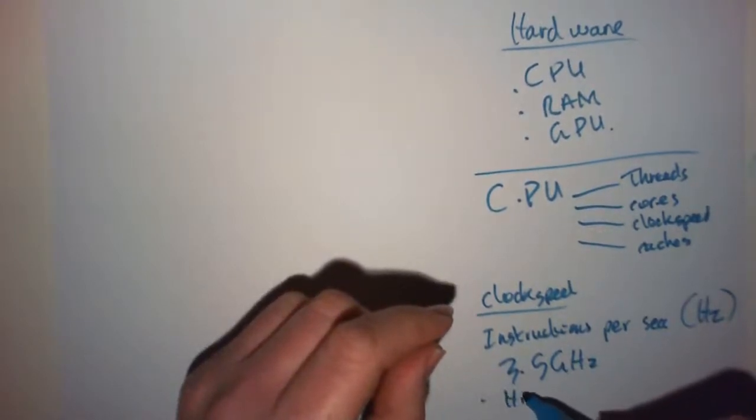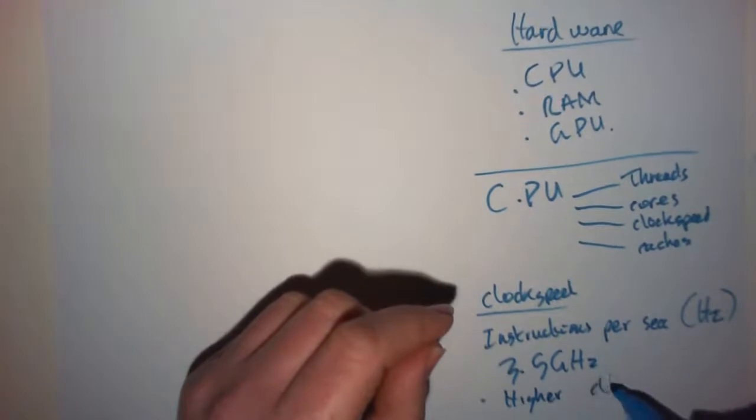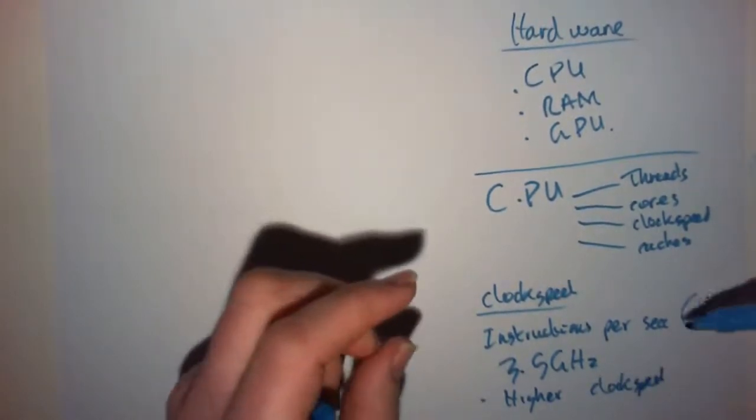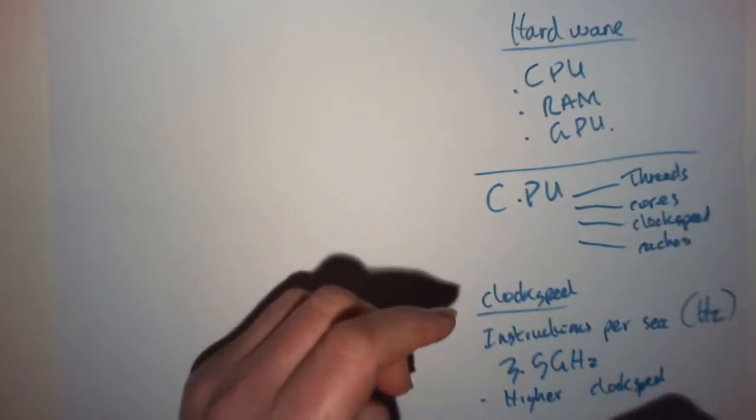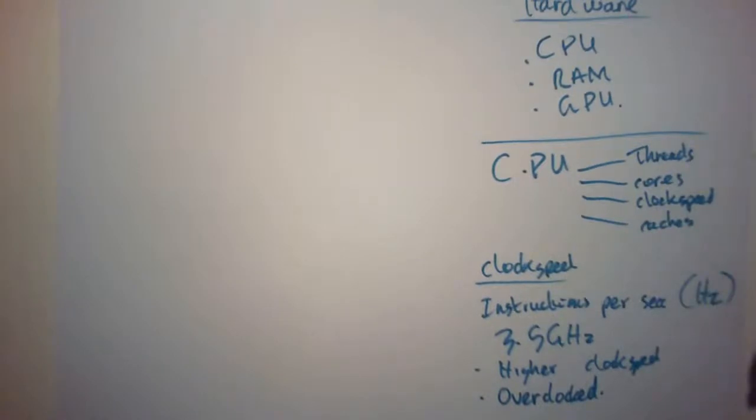Obviously, the higher the clock speed, the greater the number of instructions that can be carried out per second. But some CPUs can be overclocked. I don't know if you've ever heard that concept before, overclocking. Okay, it makes them run at a higher clock speed than the factory set rate. But it's risky if it's not done correctly.